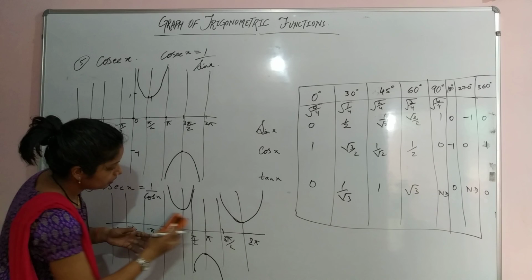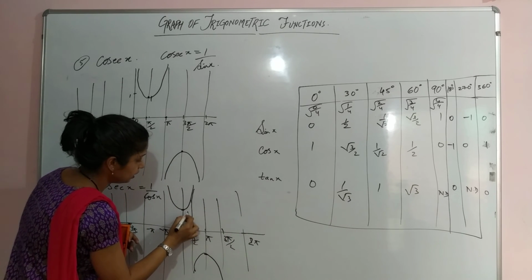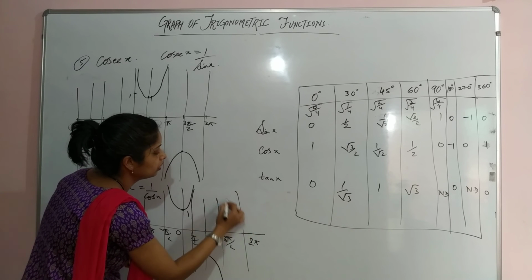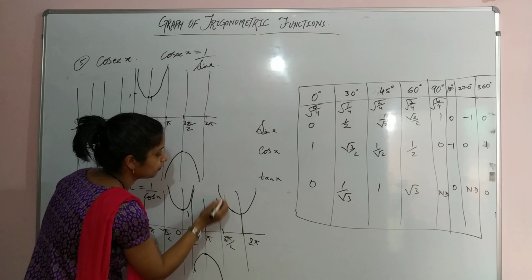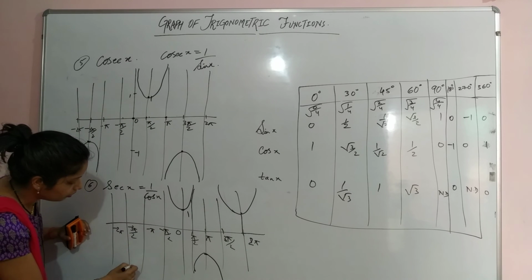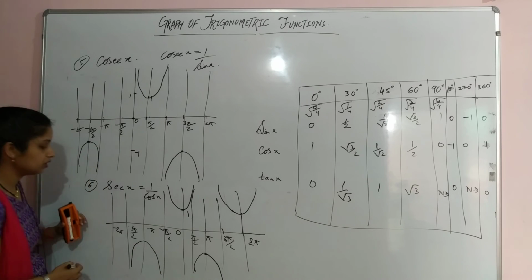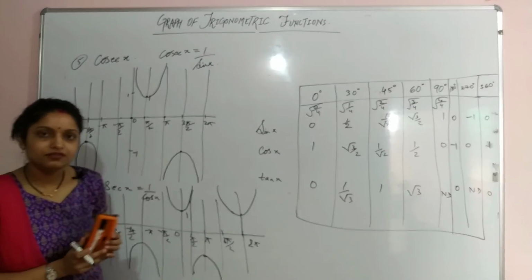This is 1. Make it more accurate. If this point is 1, then this is 1. So the graph is in this way. Clear? Similarly, you have to make to this side also symmetry this way. So these are the way how to draw a graph of a trigonometric function.